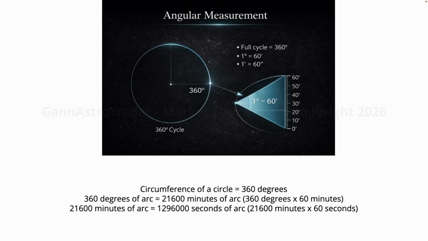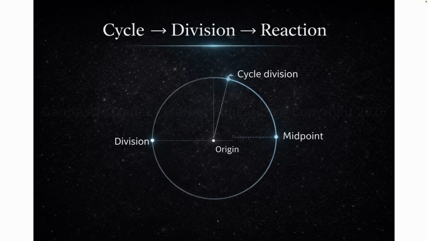A full circle is measured as 360 degrees. Each degree is divided into 60 minutes, resulting in 21,600 minutes of arc. Each minute is further divided into 60 seconds, giving a total of 1,296,000 seconds. This shows how a single cycle can be measured with increasing levels of precision. If market movement follows a cycle, then these divisions represent points in time where changes in behavior are more likely to occur. Not randomly, but as part of that underlying structure.